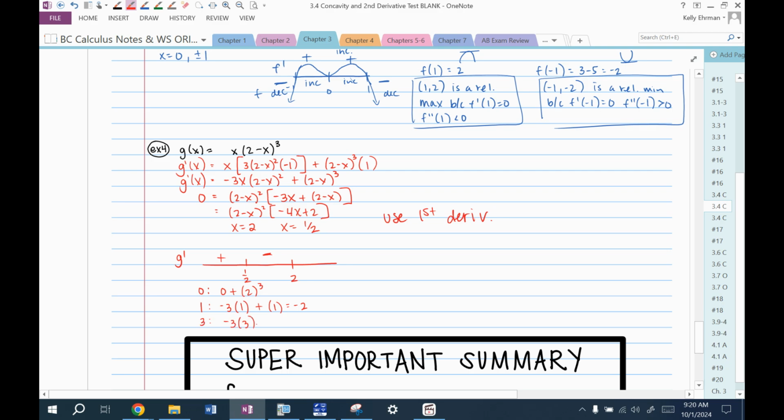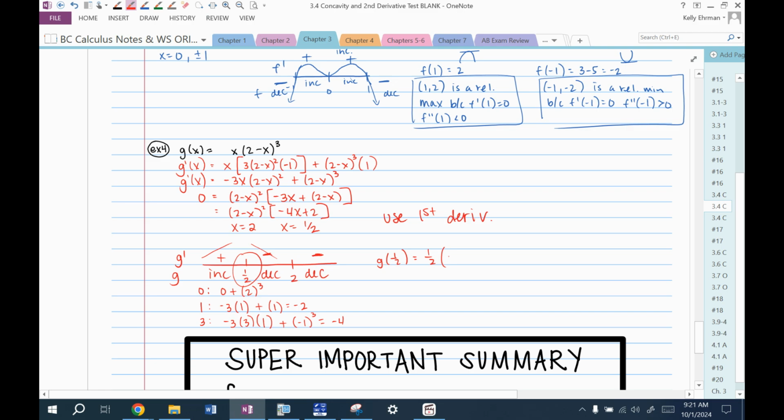Negative 3 times 3, times (2 minus 3) squared. 2 minus 3 is negative 1, but we square it. And then that's going to be plus (2 minus 3), negative 1, to the third. So negative 9 minus 1 is negative 10. So negative here. So that tells me that g is increasing and then decreasing. So the only relative extrema where we go from increasing to decreasing is at 1/2. Right? So we find g of 1/2.